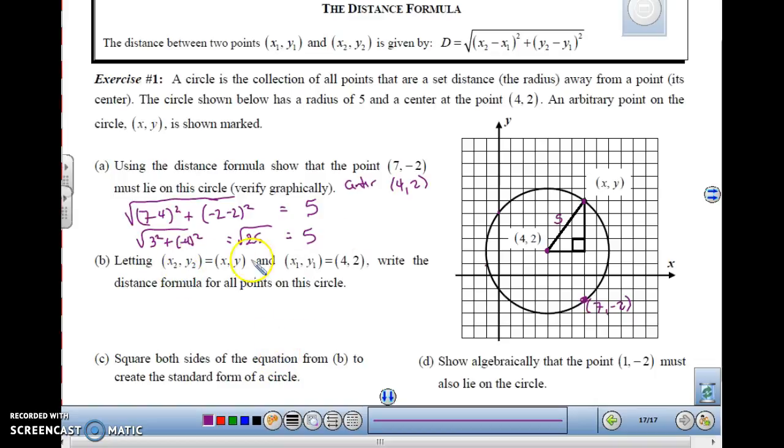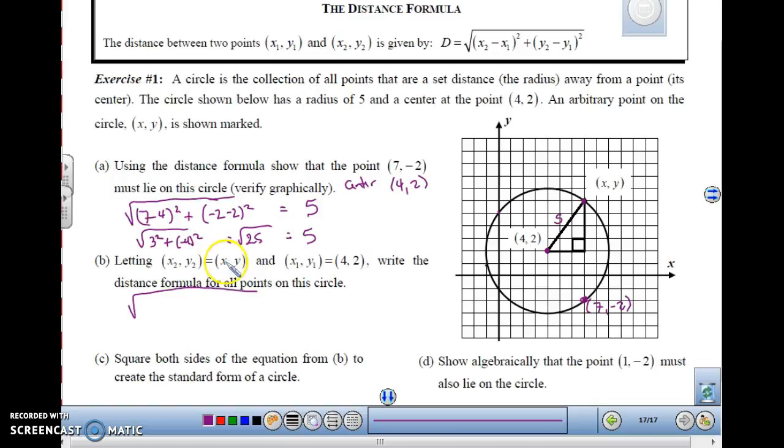So what we're going to do is we're going to use this random point x, y. I'm going to pretend I don't know what this point is. So it's just some random point x, y that's on the circle. And I have my center point 4, 2. And we're going to write the distance formula for all points on this circle. So, according to what we were just talking about, I'm going to use the distance formula.